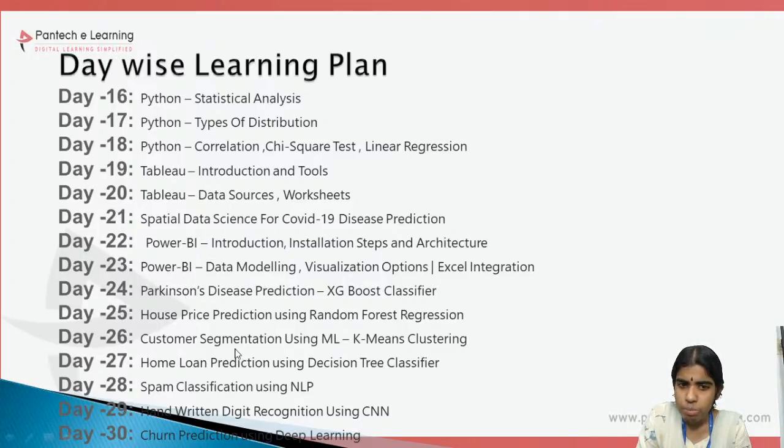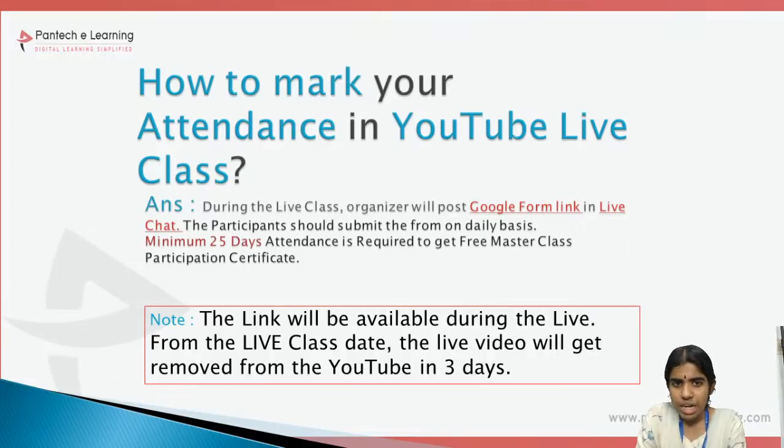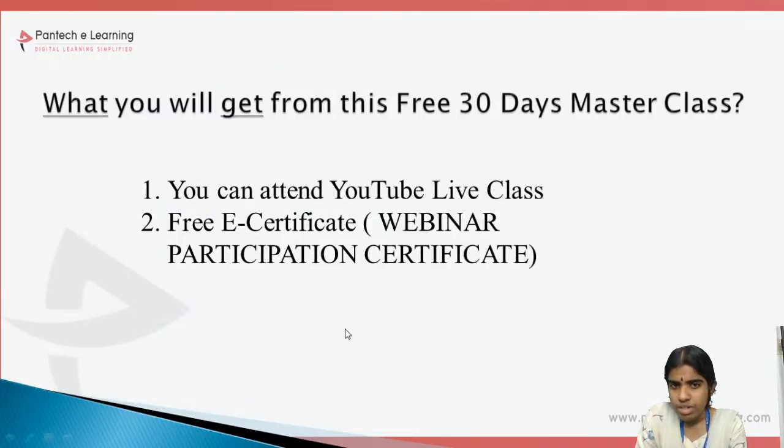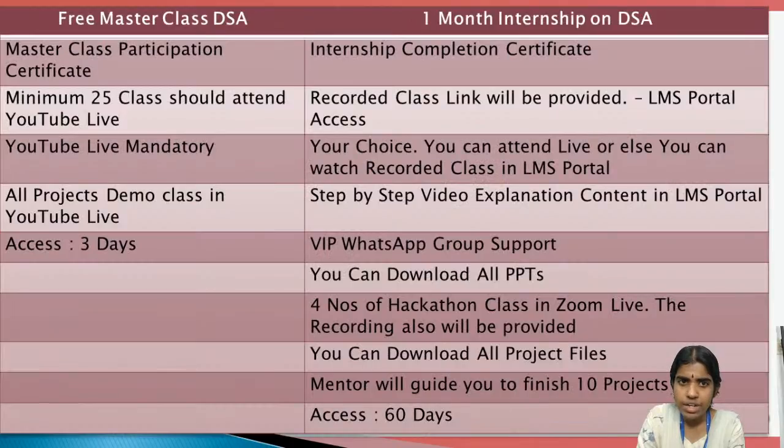And then we'll be discussing the projects. What are the different projects that are developed? What are the important data science projects? So what are you going to get from this 30 days masterclass? You'll be getting a free webinar certificate and you'll become a master in data science. So this is the plan here. You'll be getting a masterclass participation certificate, and you have to attend a minimum of 25 classes in order to get this participation certificate.